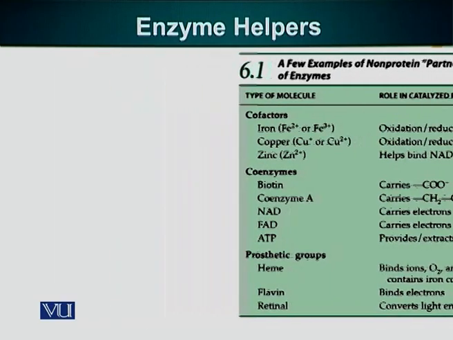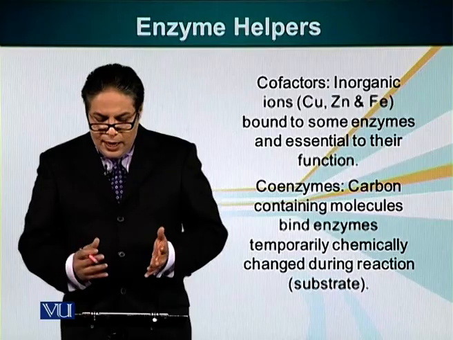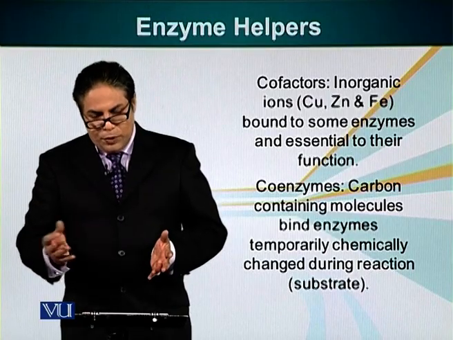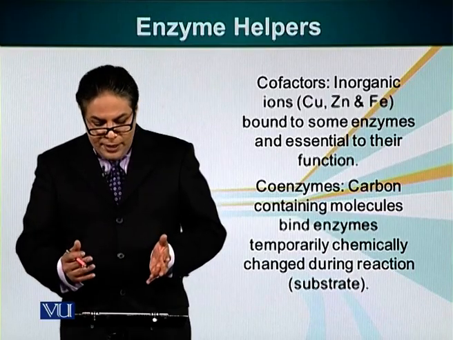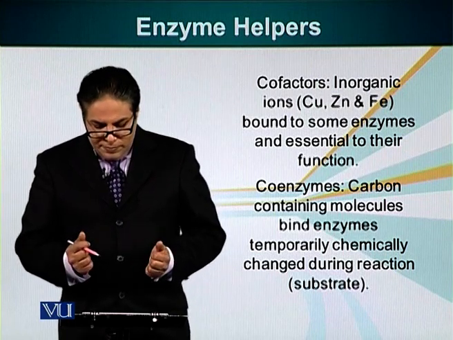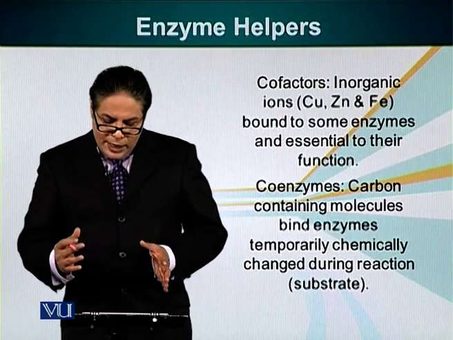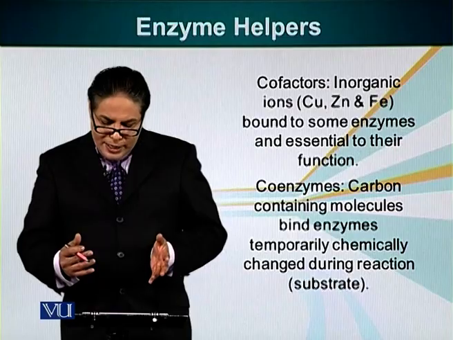So what is the difference? What are these different categories? Cofactors are basically inorganic ions. For example, we talked about copper, zinc, and iron. They're bound to some enzymes and they are essential for their function. Coenzymes are carbon-containing molecules. They bind enzymes temporarily.